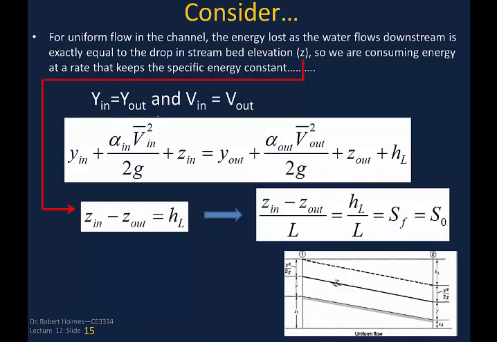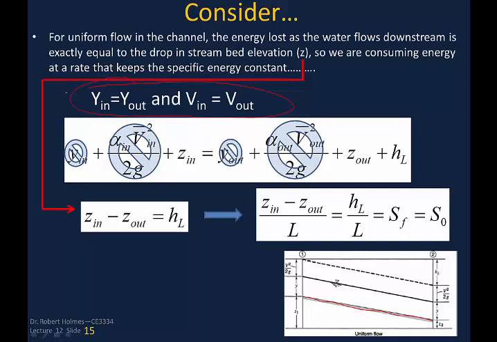So as we look at this flow channel which has a bed here, if we assume uniform flow, the velocity and the depths don't change, so you start getting rid of a few things. And so we can see that the only terms we have left are the bed elevations at the inflow and the outflow and the head loss term. And so this is what we get.